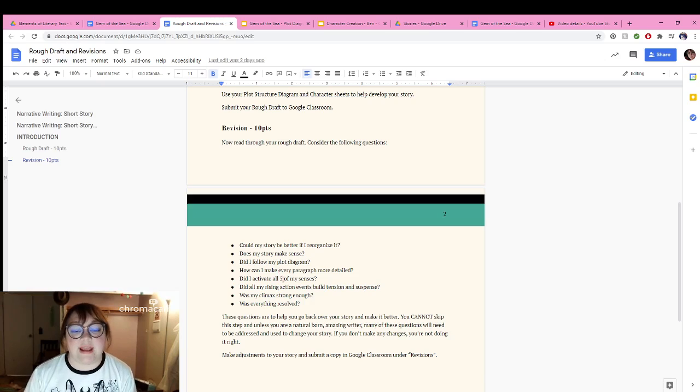Right here it says, did I activate all 5 of my senses? You have 5 senses, right? Sight, hearing, taste, smell, and touch. Use all of them. If you have a ghost story, then you will use your 6th sense, because your 6th sense is to see ghosts. Okay? You need to use at least 5 of your 5 senses.